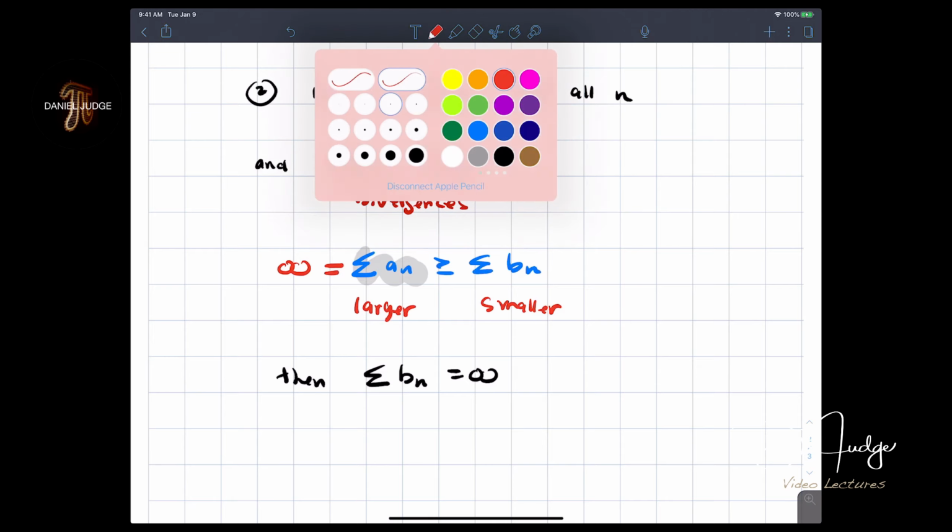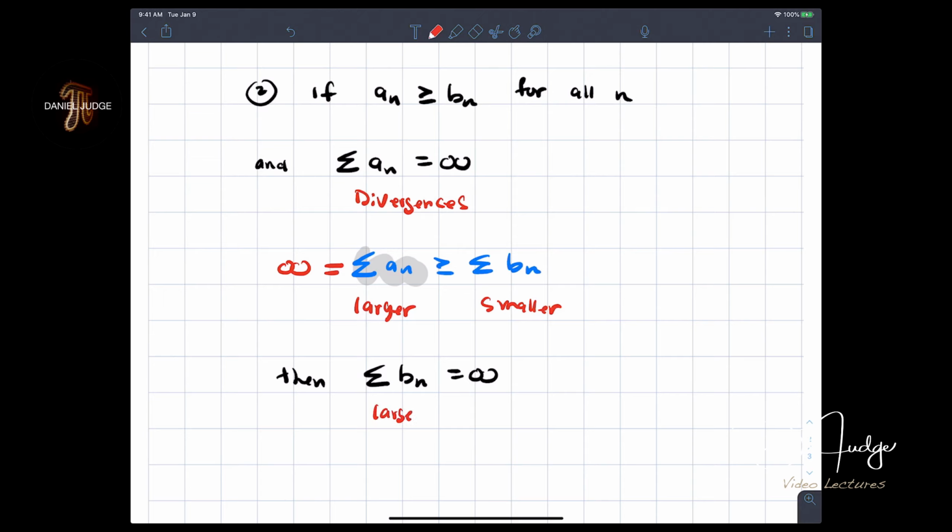Okay, so this is by comparison. So let's wrap our head around that, right? So we're saying that, wait a minute, if a smaller series diverges, then the larger series must diverge, because the sum is going to be bigger, right?